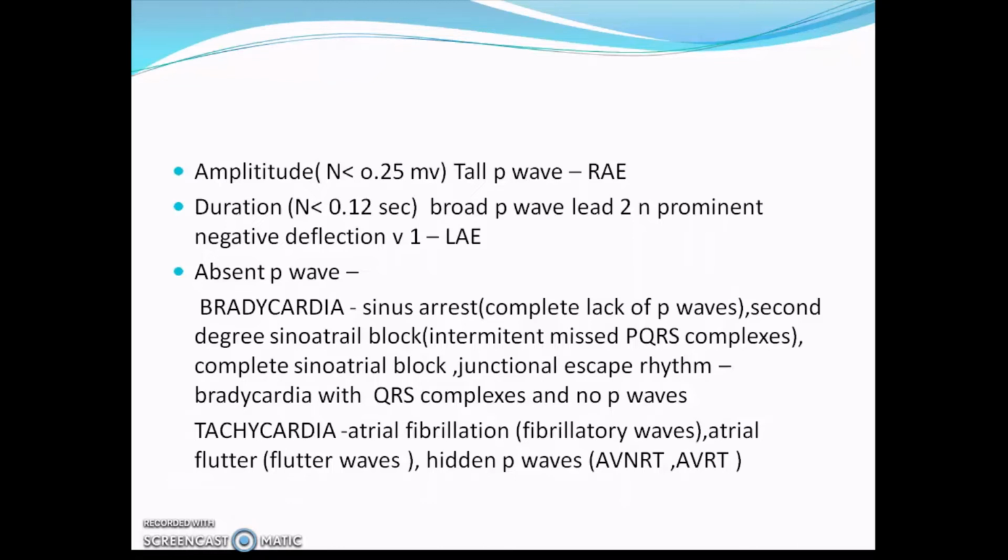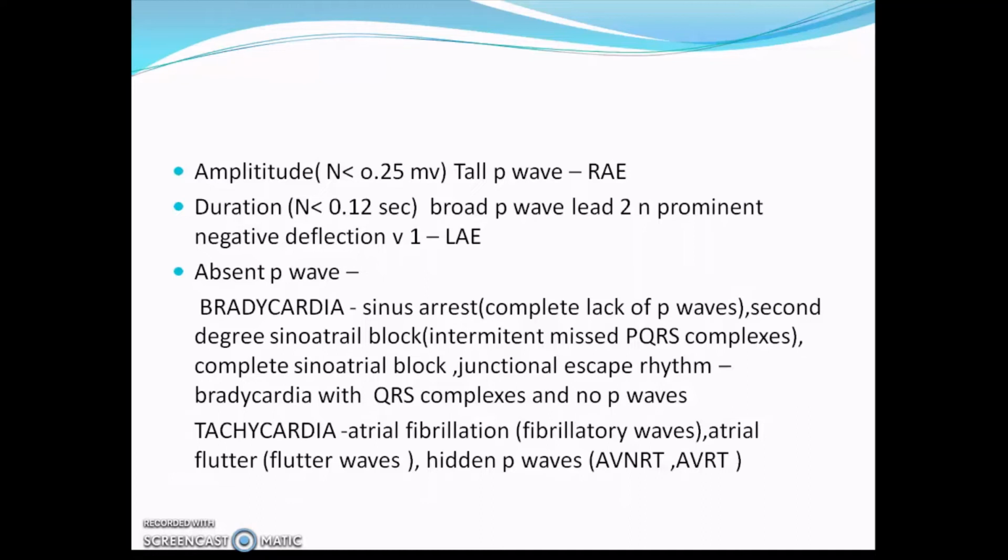Whenever there is a bradycardia, there are four possibilities. One is sinus arrest, where there is a complete lack of P waves. Or a second degree sinoatrial block, similar to the second degree AV block, where there will be intermittent missing of both P and QRS complexes. When there is a complete dissociation between the P and QRS complexes, it is called complete sinoatrial block. And there is one more entity called junctional escape rhythm. Here there will be bradycardia with QRS complexes, but P waves will not be there. So these are the four differential diagnoses for the absent P wave with bradycardia.